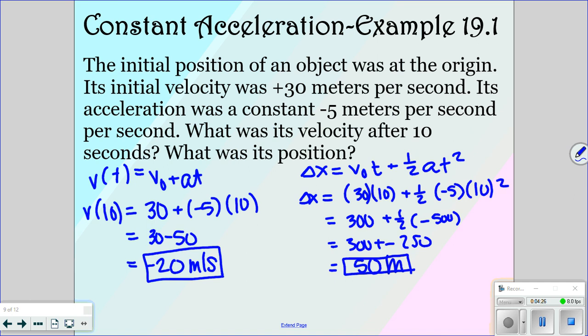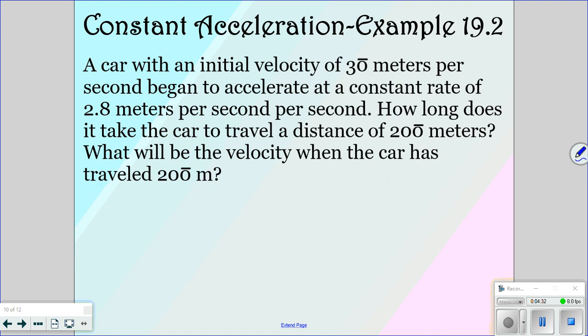So that's how you can use those two formulas. They're not terribly difficult, you just have to know what to do with them. Okay, we're going to look at another one. A car with an initial velocity of 30 meters per second began to accelerate at a constant rate of 2.8 meters per second squared. How long does it take the car to travel a distance of 200? And then what will be the velocity when the car has traveled 200?